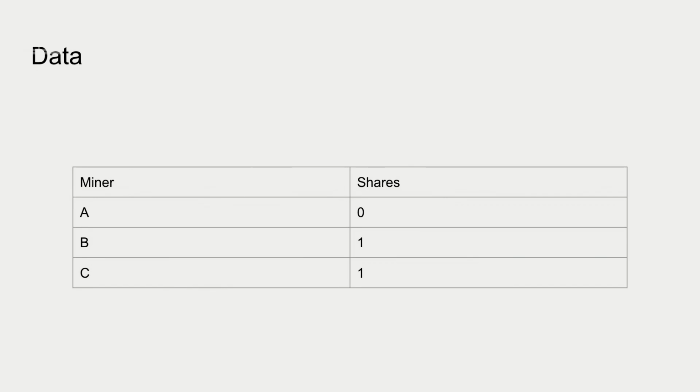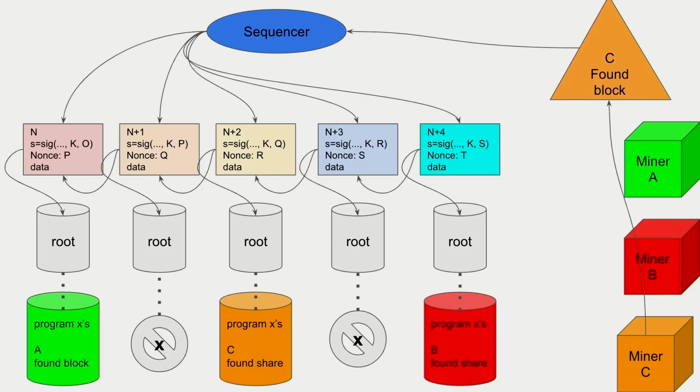I'll stop showing some of the extra data around getting templates and stuff like that. It's just happening in the background. Keep that in mind. C has 1 share, B has 1 share, and then miner C finds a block. So C submits that block.